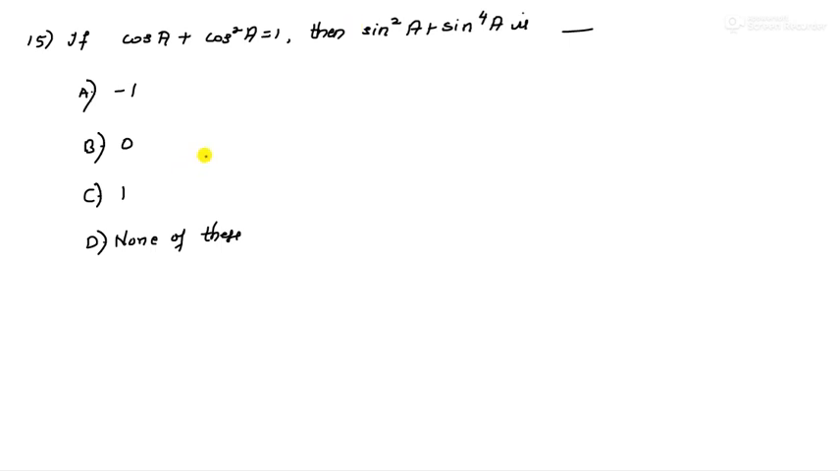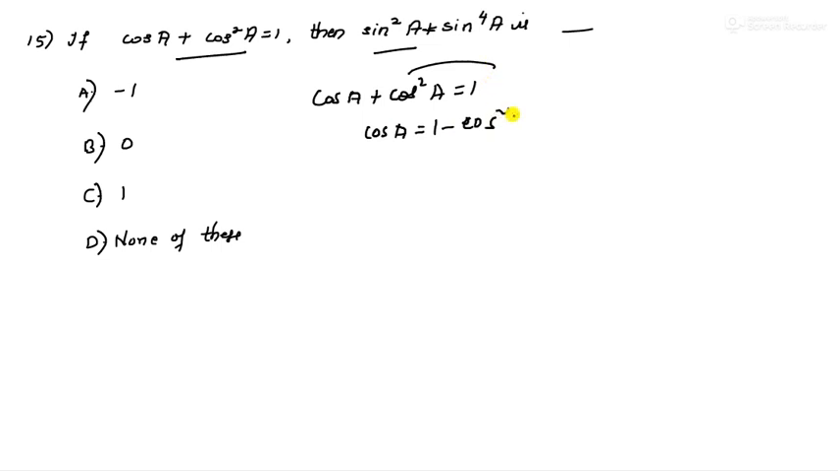And this is a very interesting question. See what they have given. If cos A plus cos square A is 1, then sin square A plus sine to the power of 4 A is dash. So I can write this as cos A plus cos square A equals 1. So what is cos A? It can be written as 1 minus cos square A. And 1 minus cos square A is what? It is sin square A as per the formula, correct? So this is one condition we got.